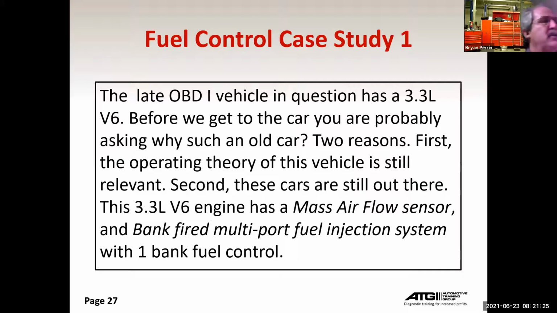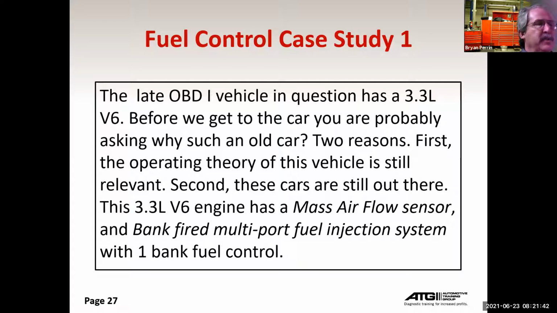So this happens to be a late OBD1 vehicle. It has a V6 engine, just has to be a GM. And before we get to the car, you probably ask why such an old car. Two reasons. First, the operating theory of the vehicle is still relevant. Second, these cars are still out there.